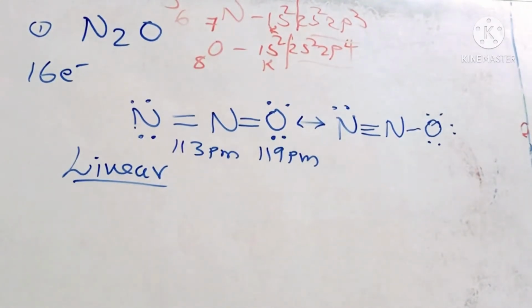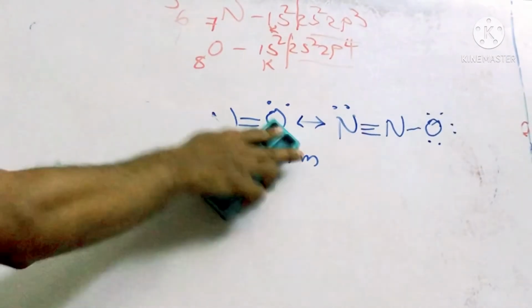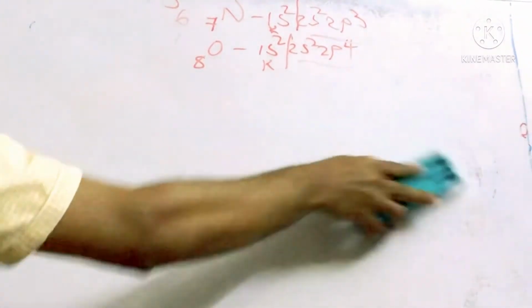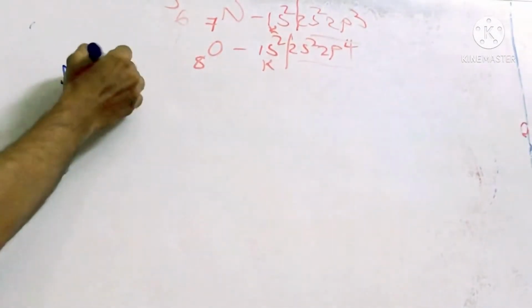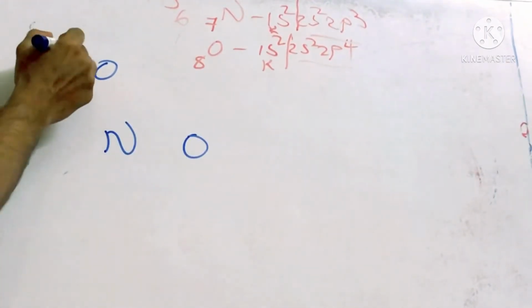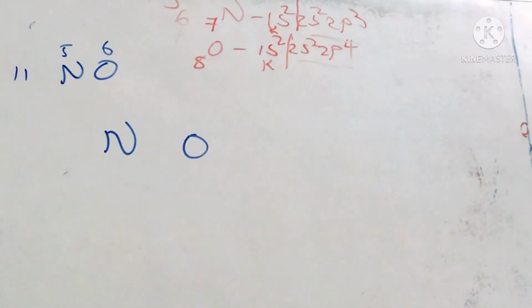So we will write the next one, after N2O, NO, nitric oxide. You have only nitrogen and oxygen, so I can put N and O. How many electrons will be there? It is 5, it is 6, correct? Total 11 electrons. So 5 pairs and 1 electron extra.